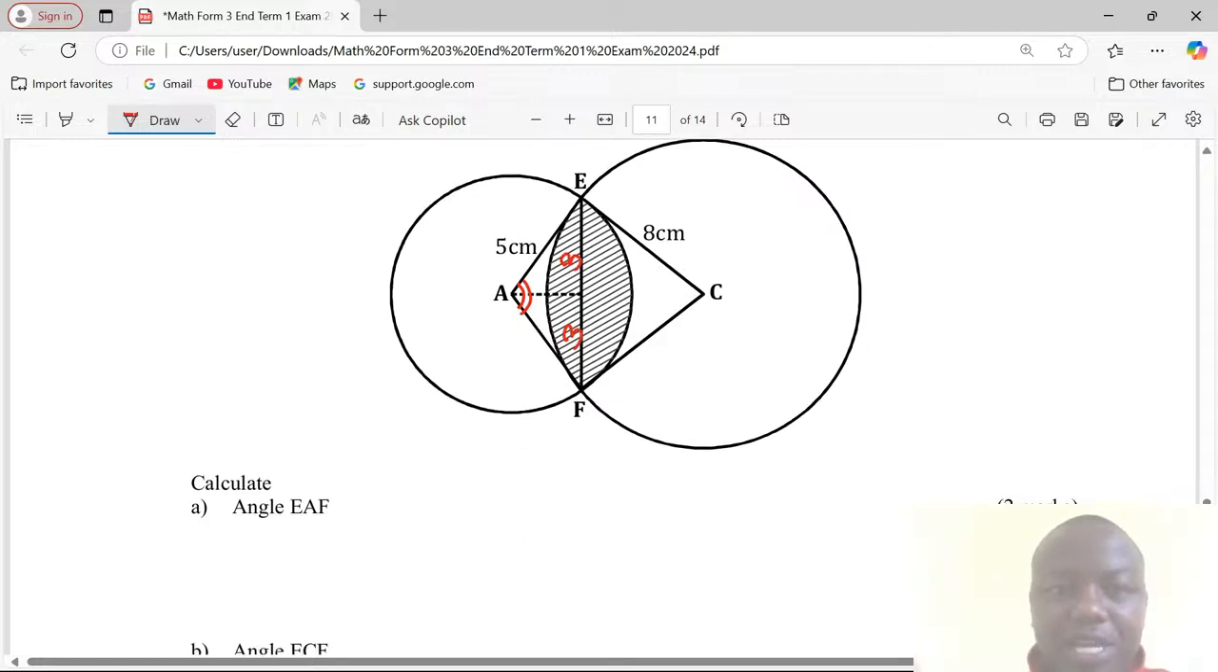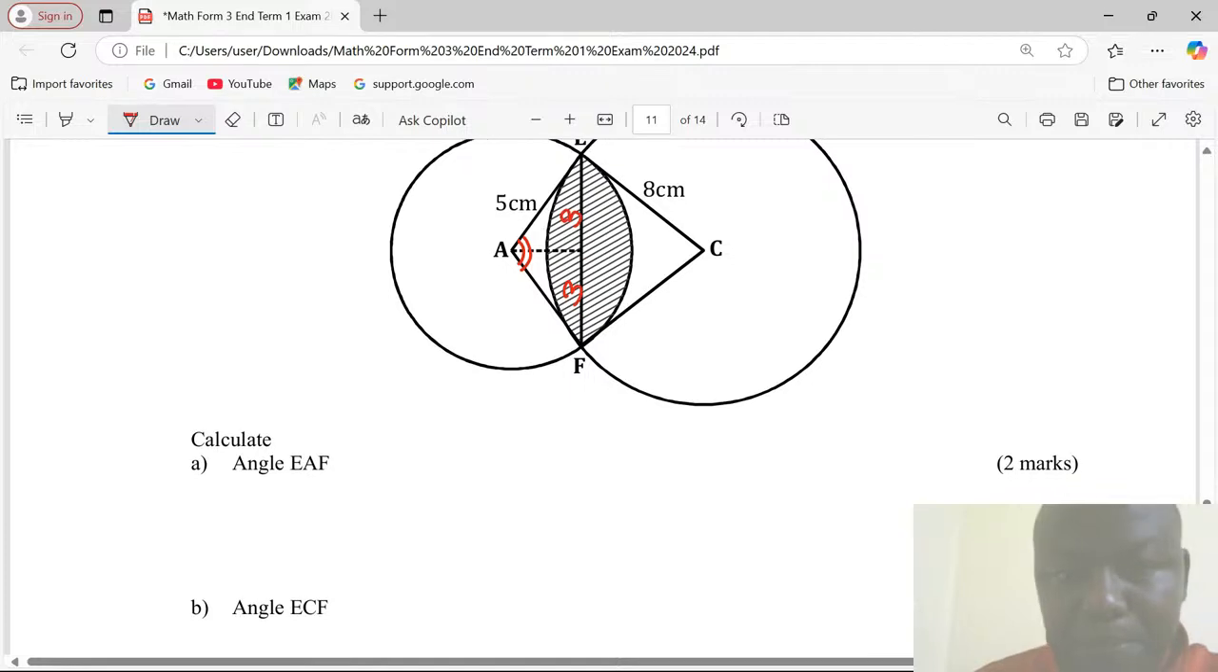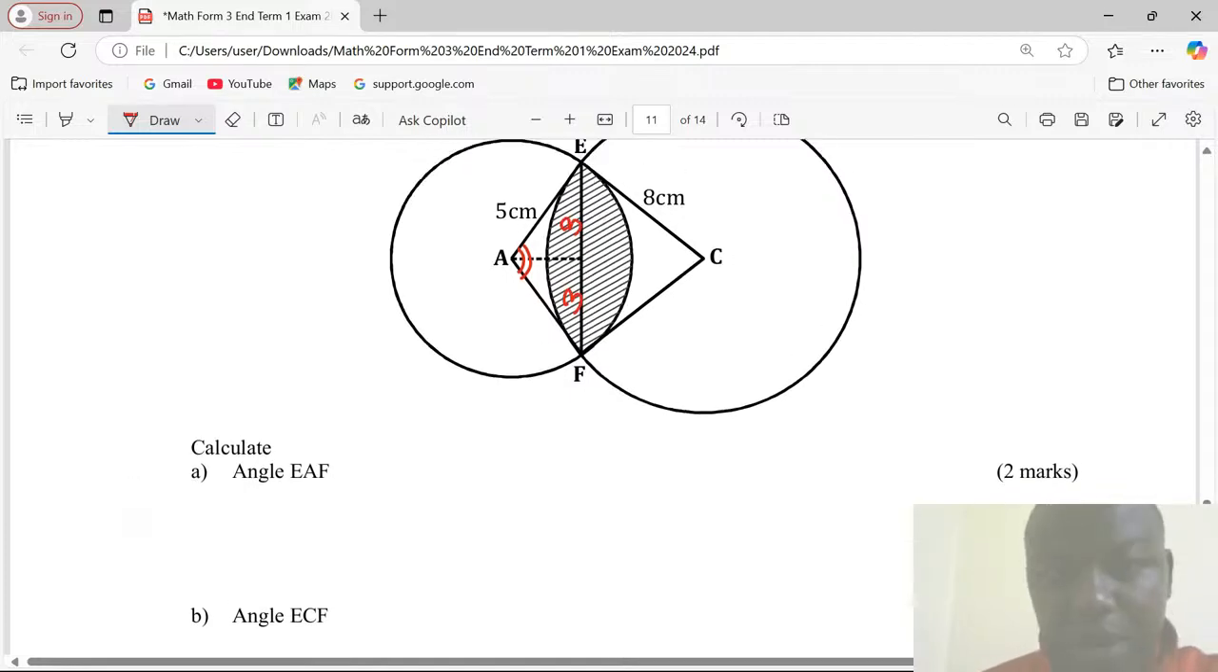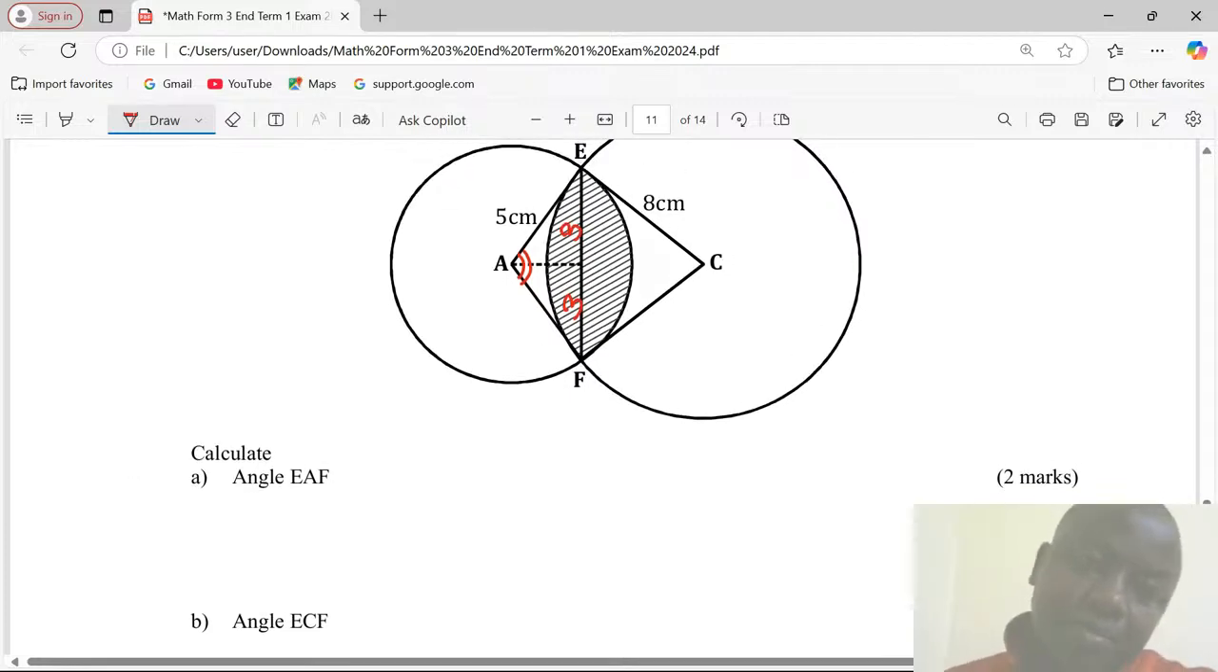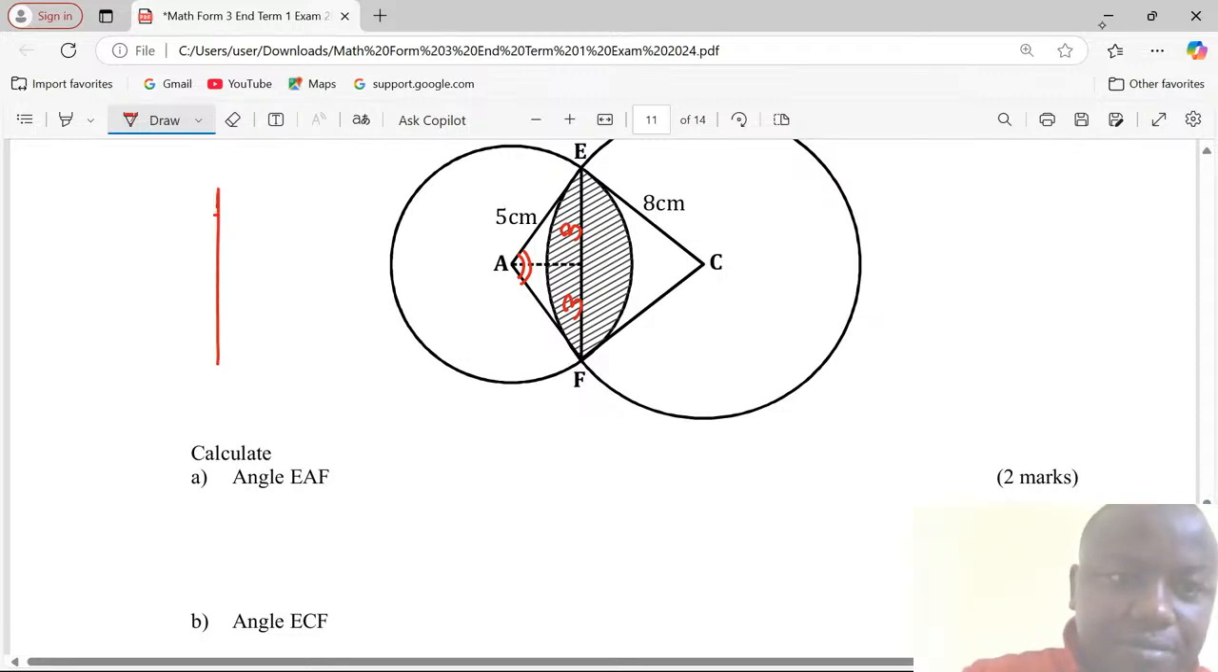Now, following triangle EAF, we can apply trigonometry, whereby I need the angle at this point first. Let me draw it. I'm redrawing triangle EAF.